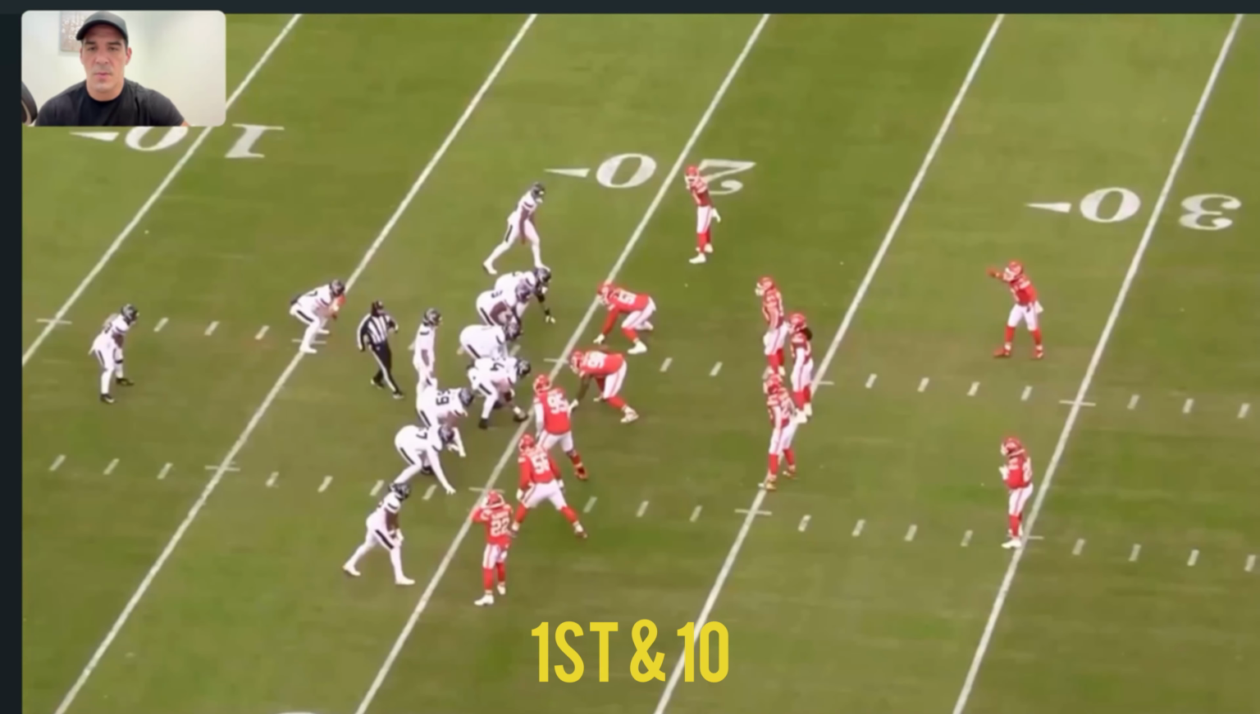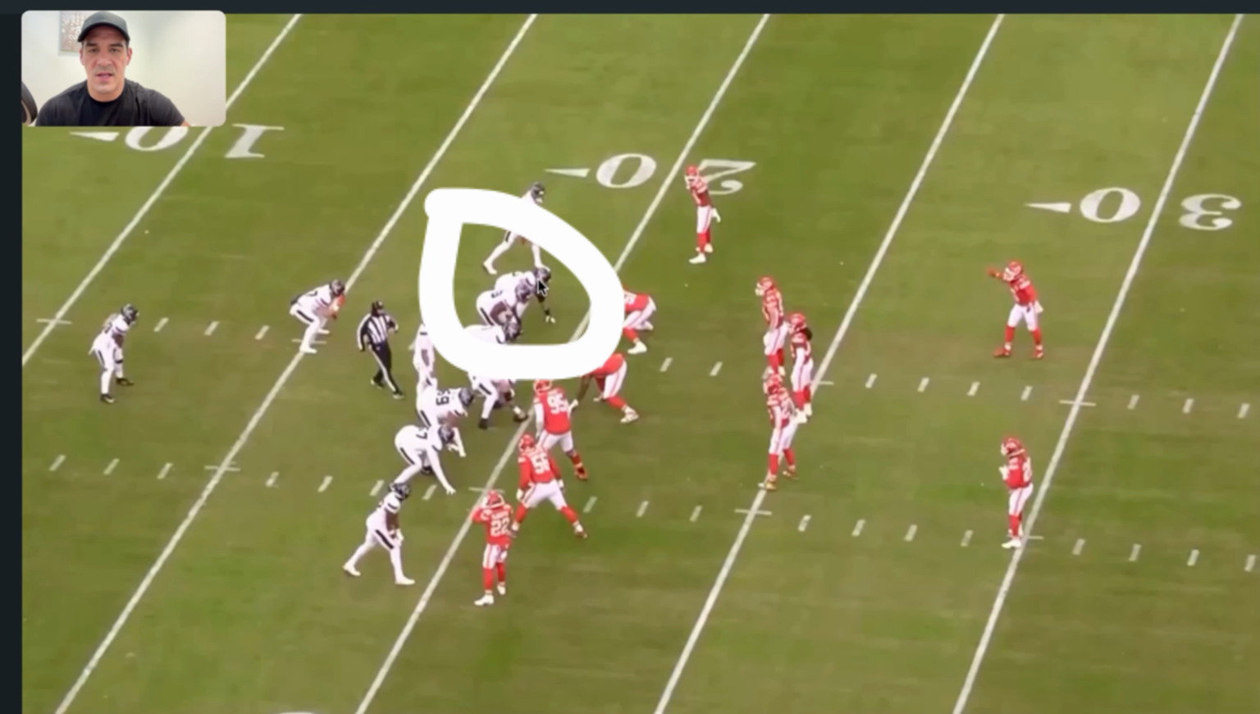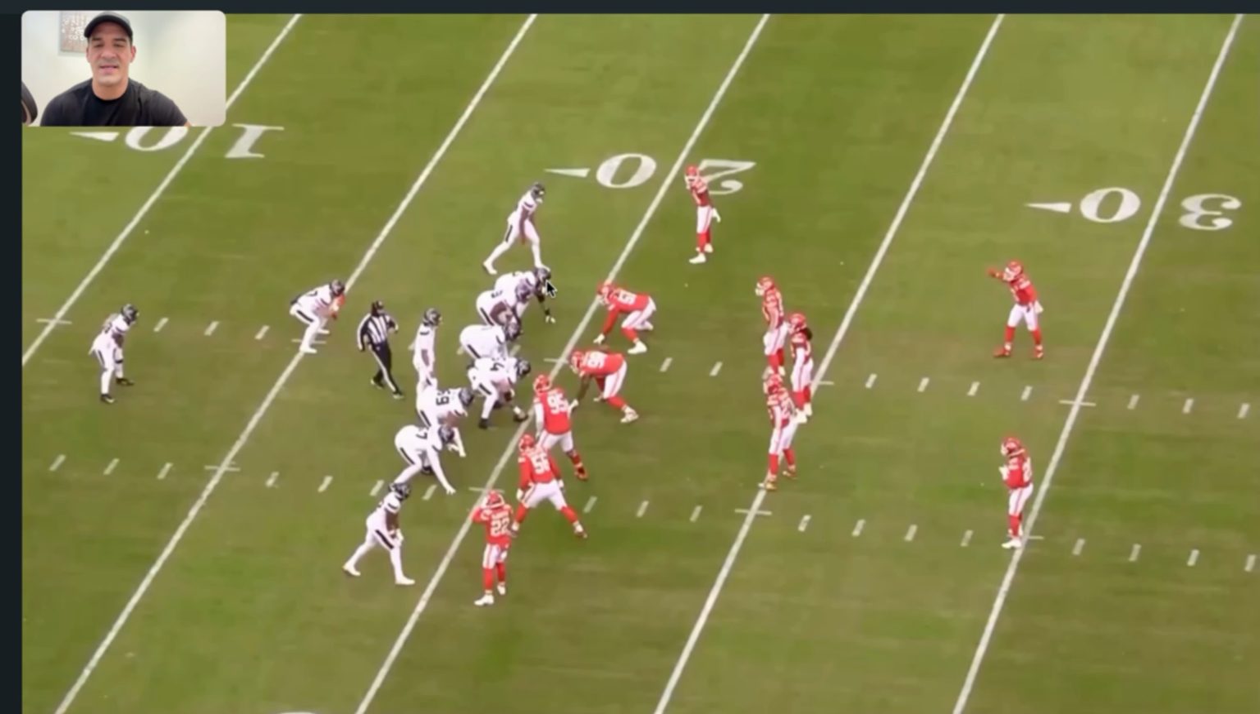1st and 10. Our personnel group is 2 running backs. So there's 2 backs in the backfield, and there's an extra lineman here lined up as a tight end. So we're going to call this 21 jumbo. Okay, because this guy has reported as a tight end. He's eligible, but it is an extra offensive lineman, 21 jumbo.